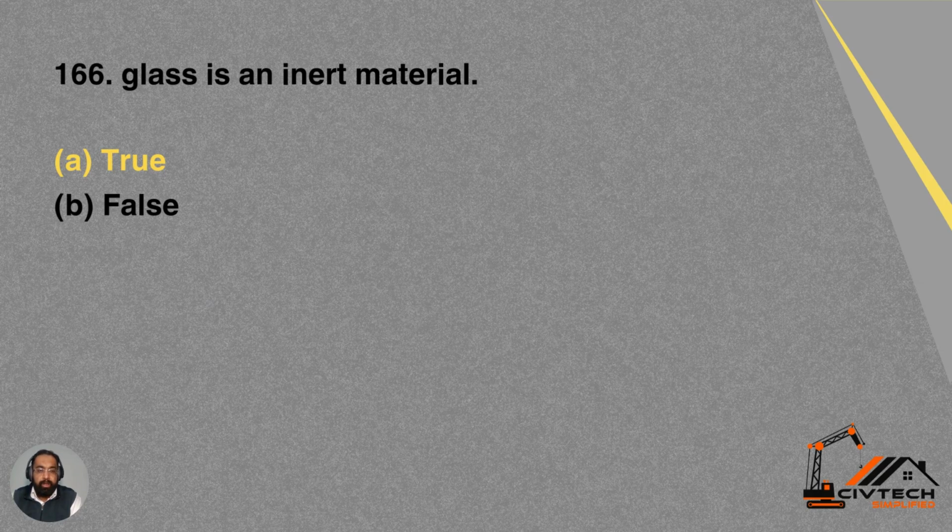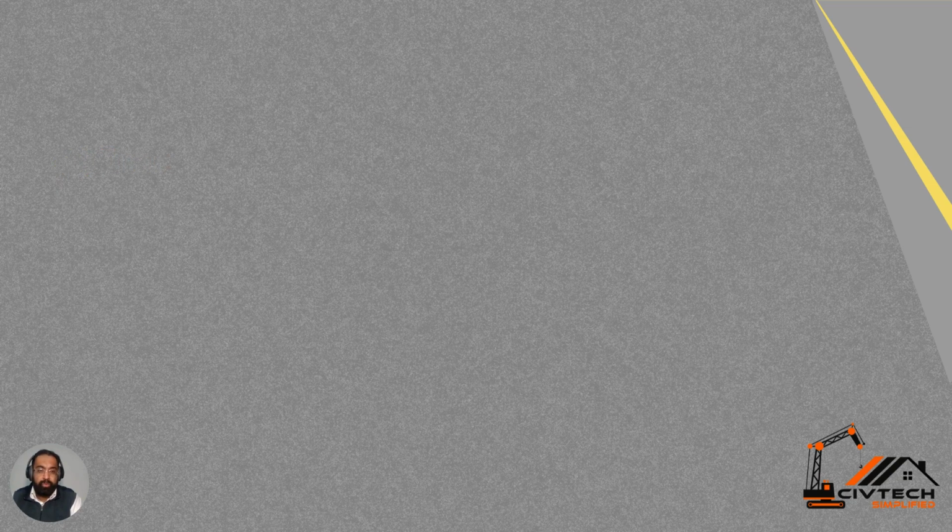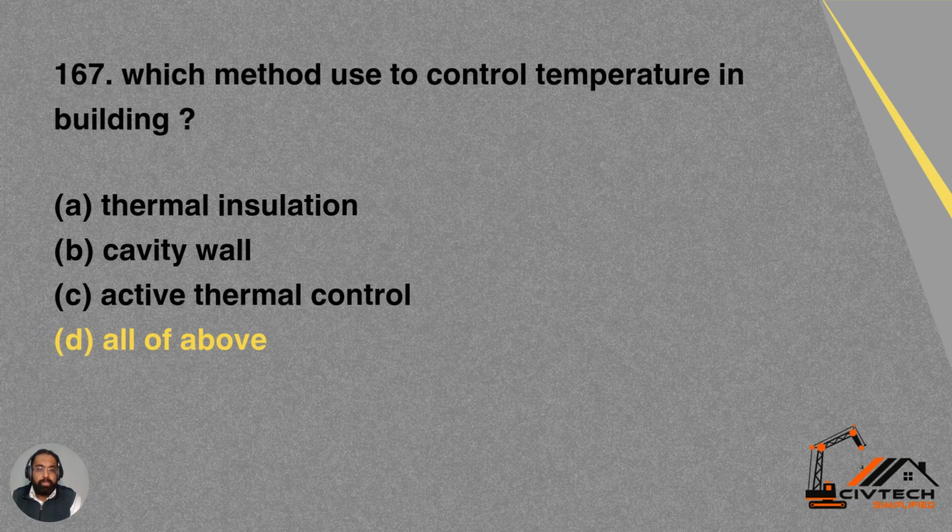166. Glass is an inert material. A is the correct answer, which is true. B is false, but A is true.